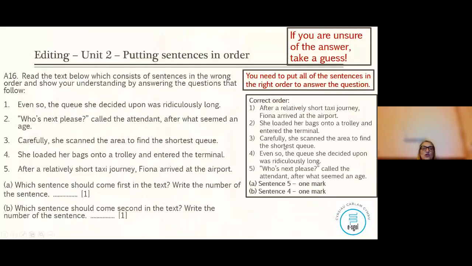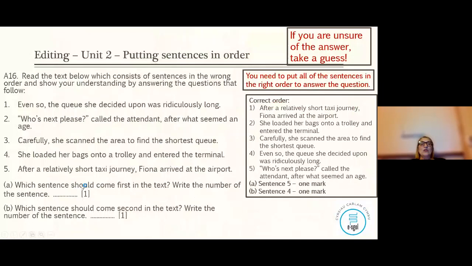Carefully, she scanned the area to find the shortest queue. So we know she's entered the terminal. Now she's looking around to find the shortest queue, because that would be her next stage, and if you've been to an airport, that's the next stage. You always go and check in. You try and find the shortest queue. Even so, the queue she decided upon was ridiculously long. So she tried to find the shortest one, but even so, it was still ridiculously long. Who's next, please? Called the attendant after what seemed an age. So we know that that's the final one because there's nothing that comes after that. That's the next stage in the checking in process once she's entered the airport.